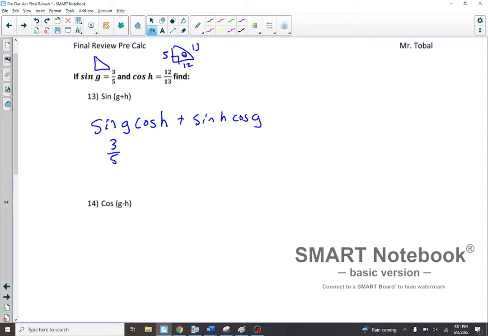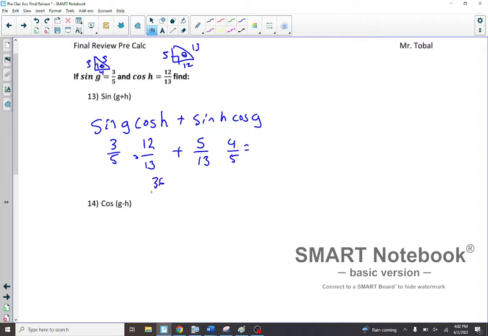And then let's just do this one quickly because we're going to need it. Opposite is 3, hypotenuse 5, this should be a 4. So cosine of h, we already know, is 12 over 13. Plus sine of h, which is opposite over hypotenuse, so 5 over 13. And cosine of g is adjacent over hypotenuse, so 4 over 5.